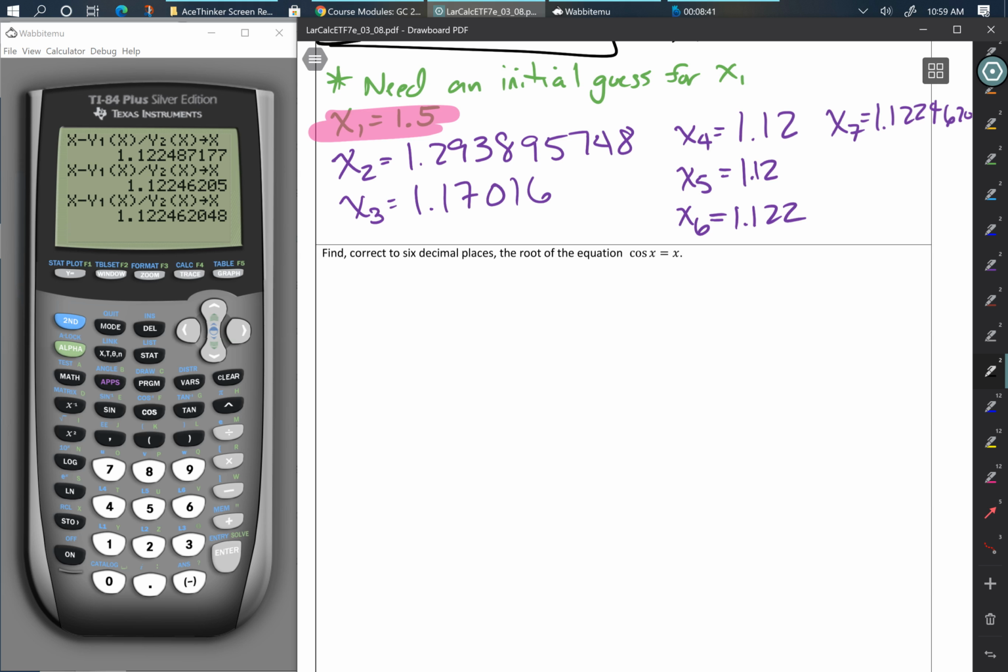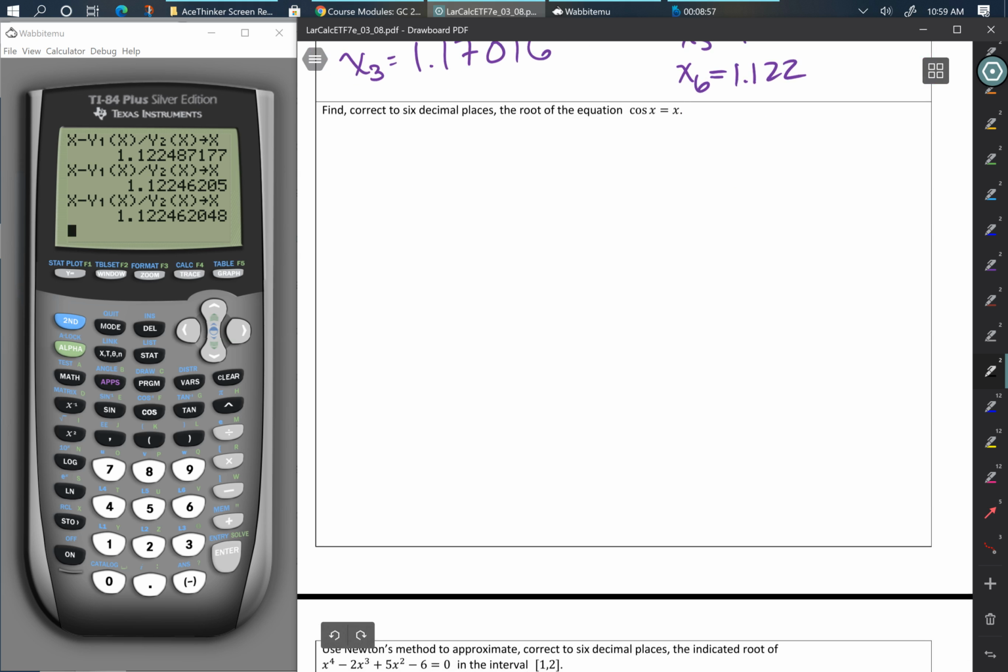7 times doing a simple fraction for a problem that couldn't be solved any other way. This was remarkable stuff when they developed it. And we still use this and modifications of it to this day. All right.